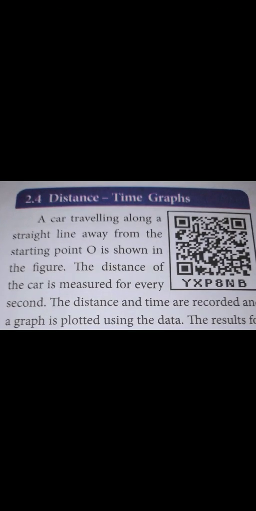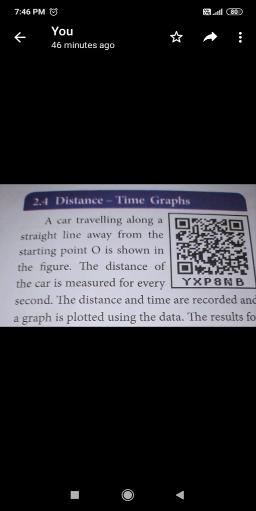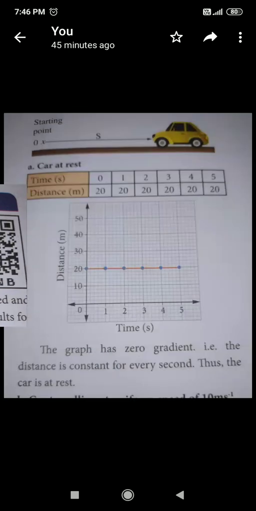Next we are going to see some graphs between distance and time, speed and time, like that. First one, distance time graphs. Distance na தொலைவுக்கும் காலத்துக்கும் இடையே உள்ள ஒரு வரைபடம். A car traveling along a straight line away from the starting point is shown in the figure. You will see that the distance and time are recorded and the graph is plotted.